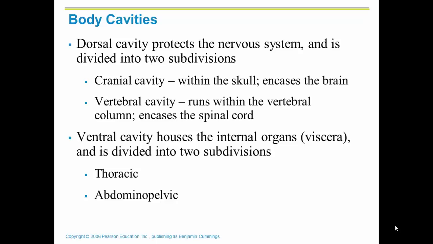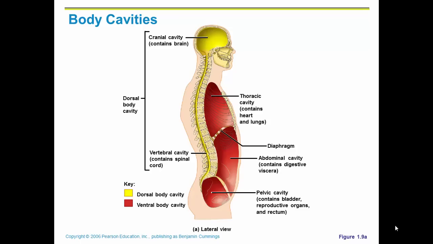It has two sub-cavities, the cranial cavity, which encases the brain, and the vertebral cavity, which is going to protect your spinal cord. Then we have the ventral cavity, which is on the front of the body, or on the anterior side, and it is going to house the rest of your organs.